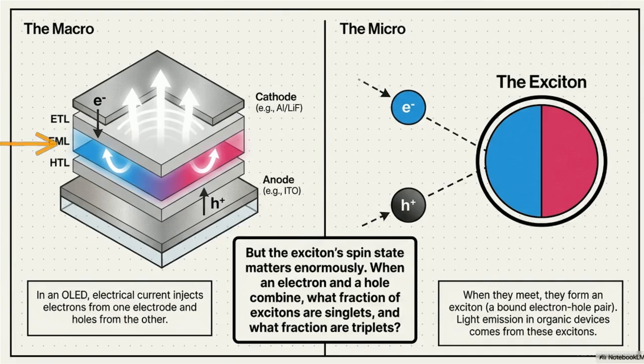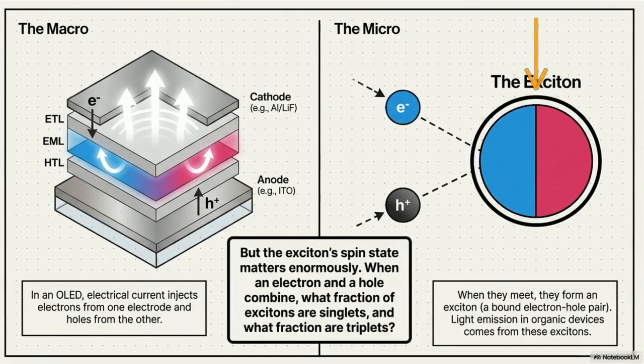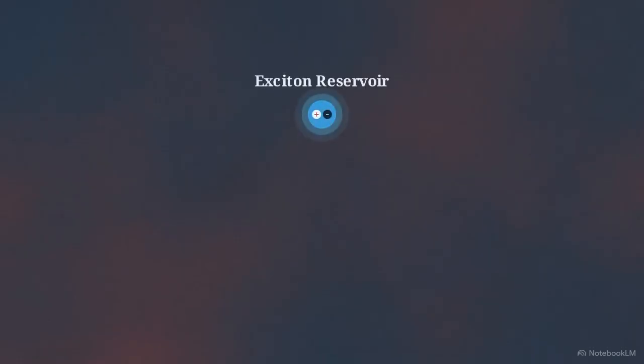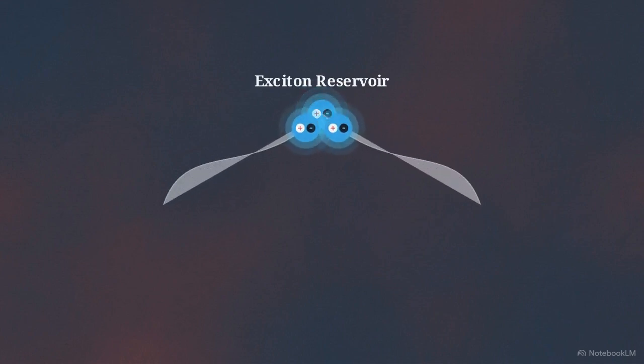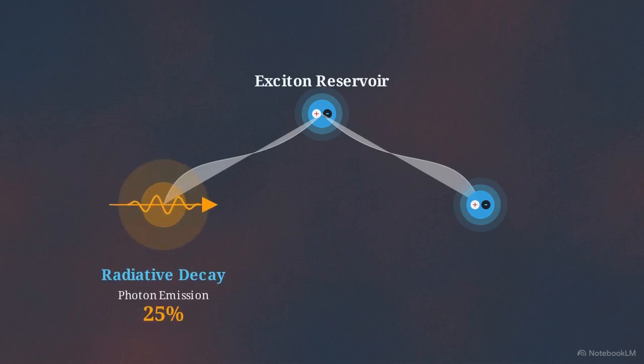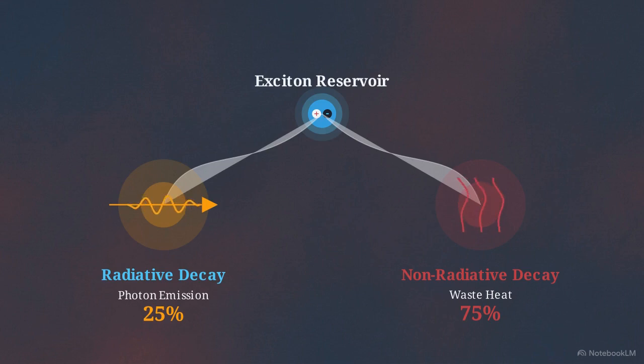When an electron and a hole meet in the central emissive layer, they bind together to form an exciton. This bound electron-hole pair is the primary mechanism for light emission in organic devices. Once formed, this exciton holds a precise amount of energy. The overall efficiency of the display depends entirely on how that exciton sheds its energy, whether it decays by releasing a photon of light or by dissipating into the surrounding material.